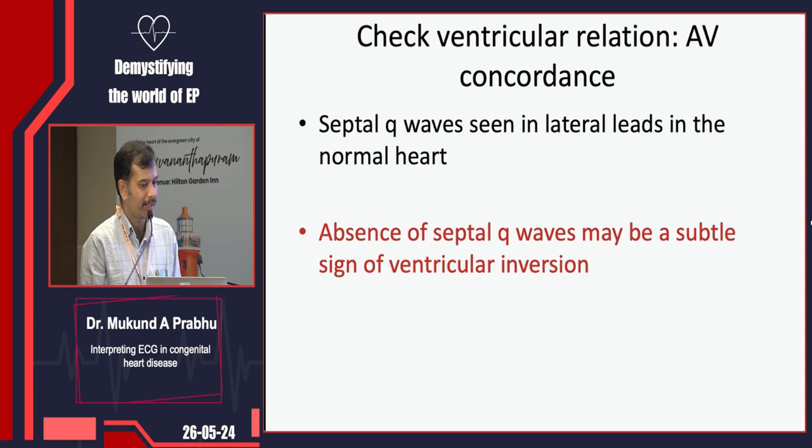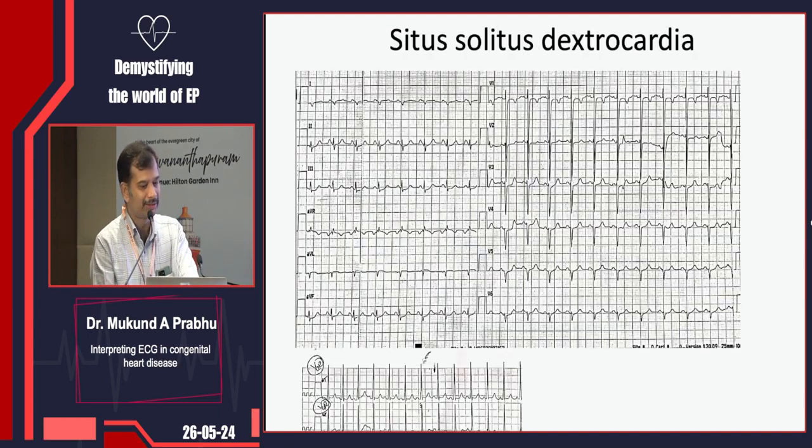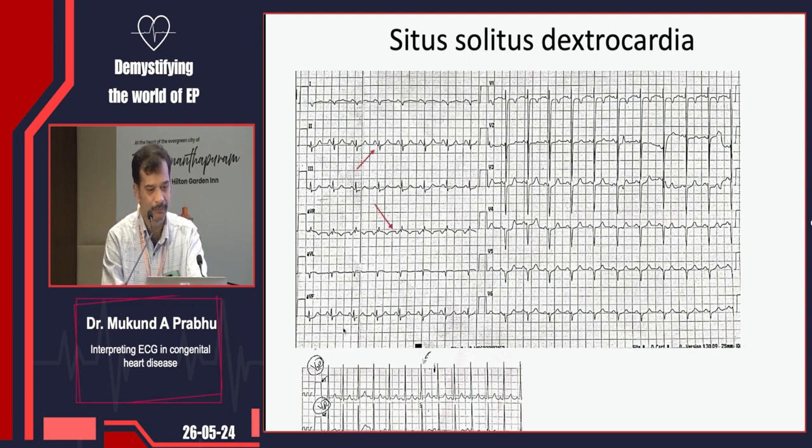ECG in levocardia shows septal Q waves when the AV is concordant, and absence of septal Q waves may be a subtle sign of ventricular inversion or AV discordance. So this is an example of situs solitus dextrocardia. You can see that P wave axis is normal, but R wave tends to regress as you go from V1 to V6, and V3R and V4R are showing tall R waves, suggesting a dextrocardia.